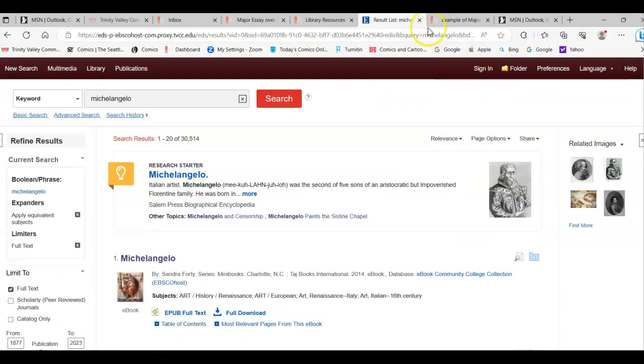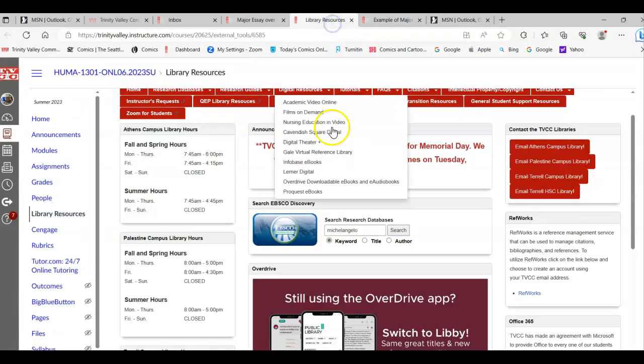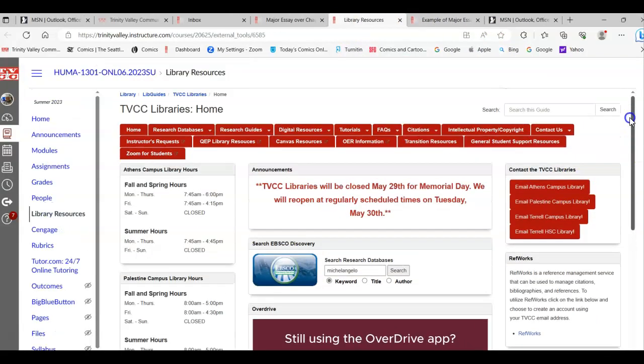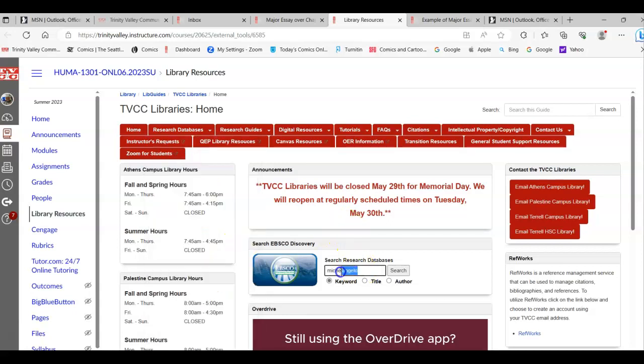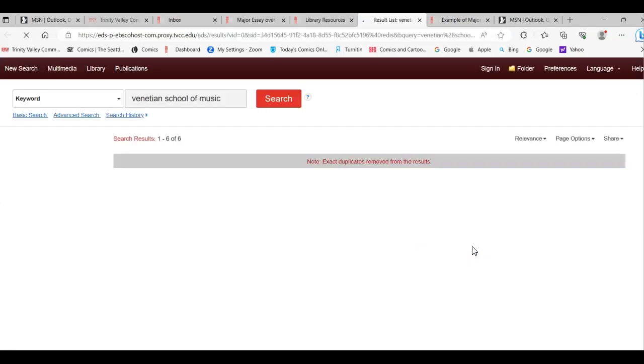And so that's one place to go, is the EBSCO. The other one that you can go through are up here into the research databases. And again, several of these are useful to look at. If you're looking for Hamlet, the literary topic, then Bloom's Literature or the Literature Resource Center would be a good one to go to. If I were going to look up about the Venetian School, I simply click in that, in the EBSCO, and it will call up articles.